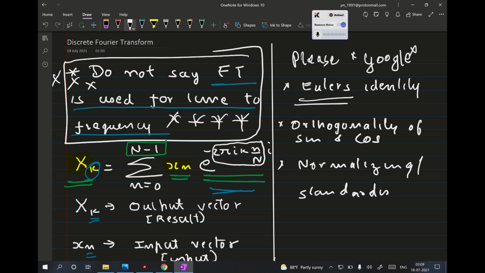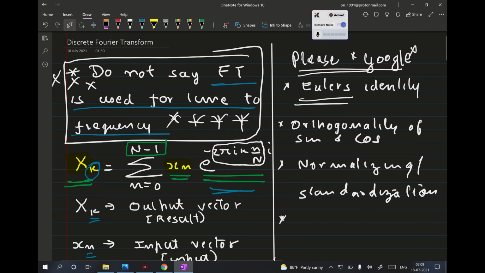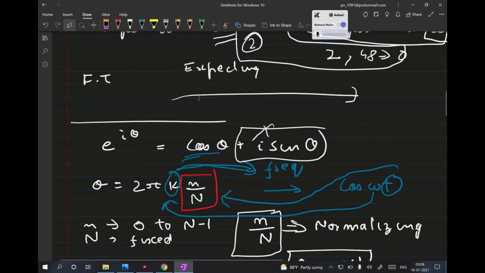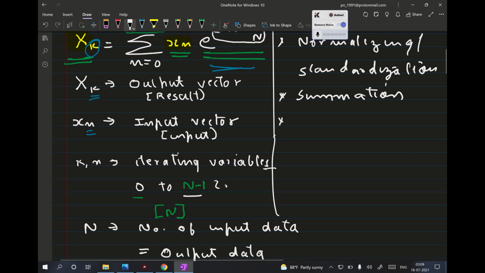I'm just writing down a few points that you should Google: summation, expansion, and periodic and harmonic functions. What is the difference between a periodic and harmonic function?